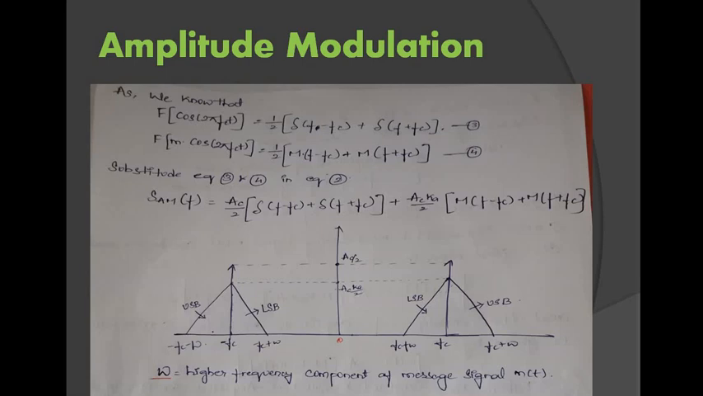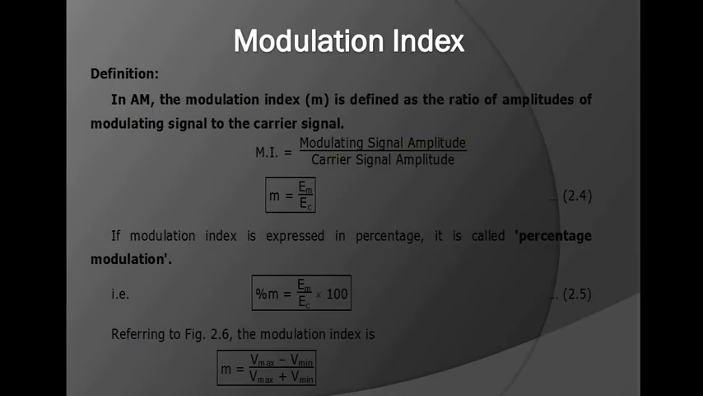So that was about amplitude modulation in terms of time domain and frequency domain. I hope it is very clear to people. Listen to the video carefully. In case you have any doubt, please let me know in the comment section. The next topic we are moving to is the modulation index. That is very important.